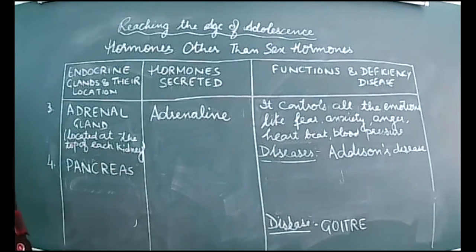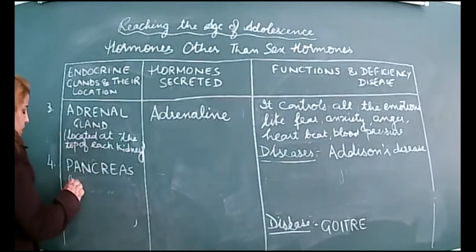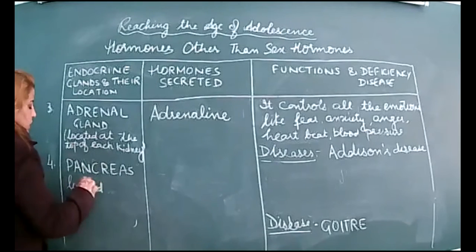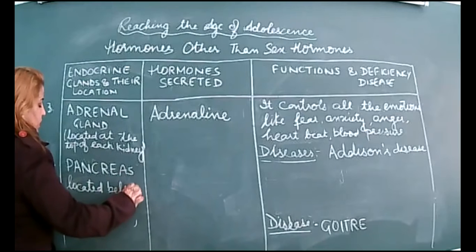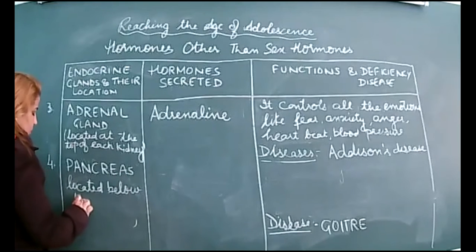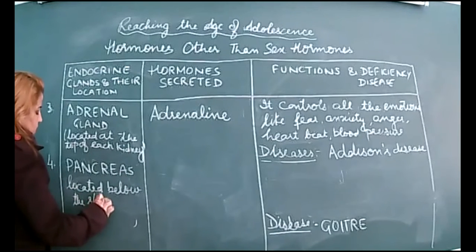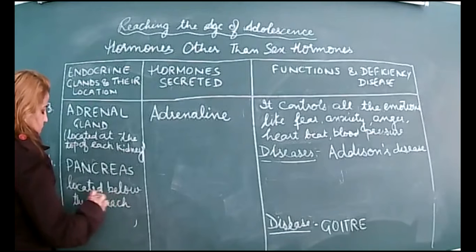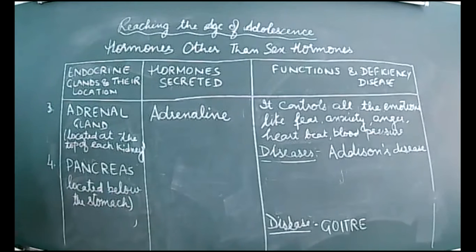Pancreas हमने when we made the diagram of the digestive system, तो हम उसमें बनाते हैं ना, located below the stomach. Located below the stomach. This is present. Pancreas is located below the stomach.